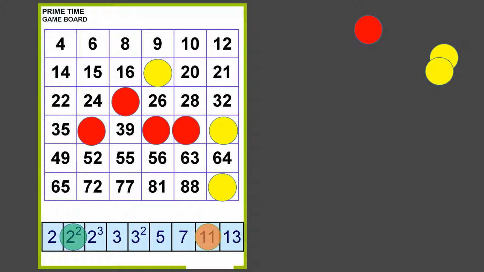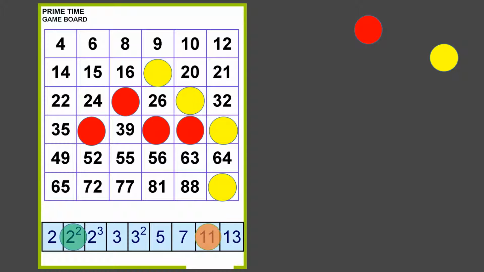But it's the yellow player's turn. So the yellow player could block that with their counter if they wanted to, or they can try to continue to get 4 in a row. They're left with 2 squared and 11. They look around the board to see what are the factors of any of those multiples on the board, and they see that they can move the counter from the 11 to the 7, and 2 squared is 4 times 7 is 28, and they can cover up the 28.